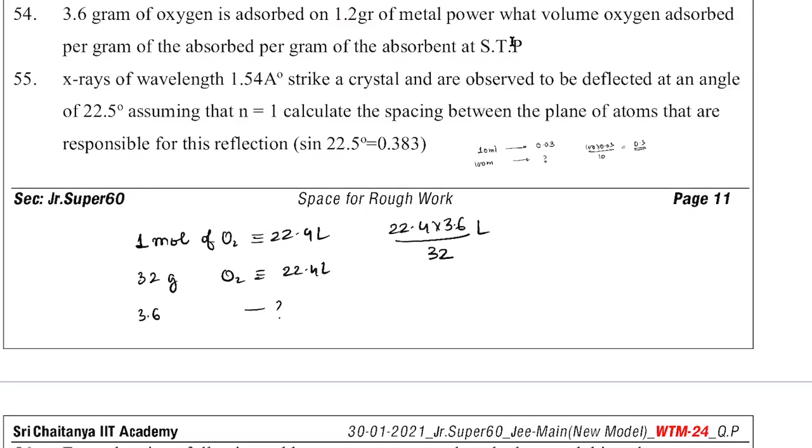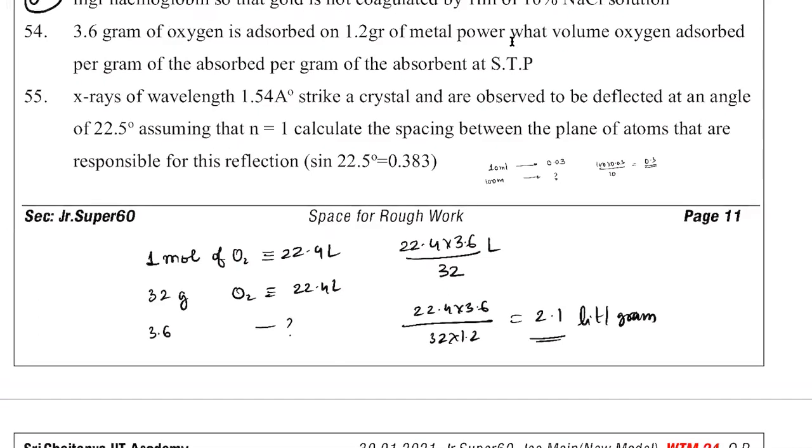Right. So we got the volume here. Next, this is for 1.2 grams. So for 1 gram, how much is it? So 22.4 into 3.6 divided by 32 into 1.2. We just have to divide by that. So you will get roughly 2.1 liters per gram of adsorbent. So the answer should be 2.1. Okay, students, I guess you got that.